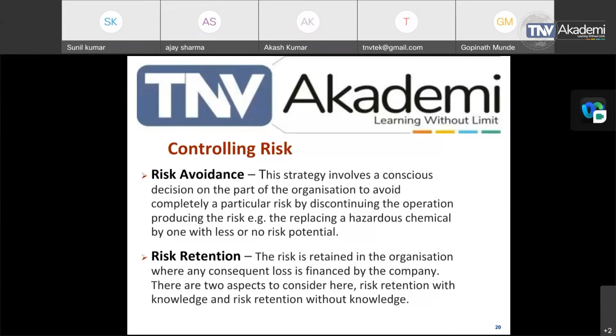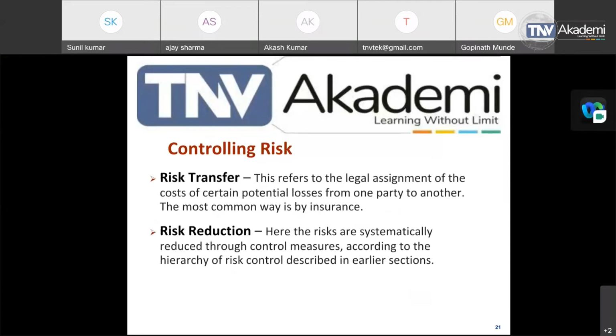Second, you can control the risk through risk retention. The risk is retained in the organization, wherein a consequent risk loss is financed by the company. There are two aspects to consider: risk retention with knowledge and risk retention without knowledge. Then also through risk transfer, which refers to the legal assignment of the cost of certain potential losses from one party to another. The most common way is by insurance.